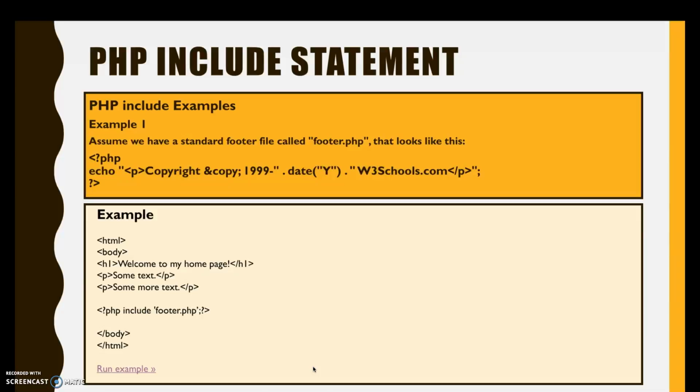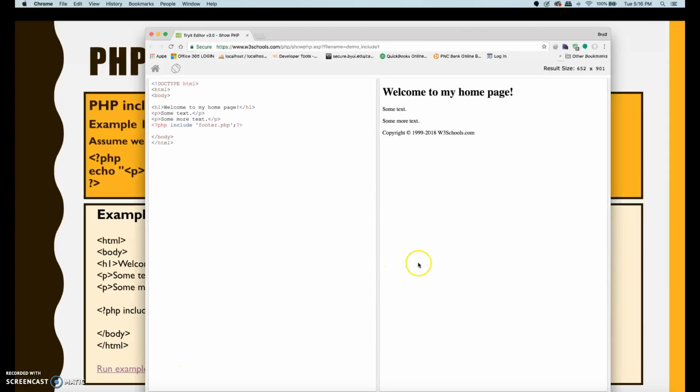To the next page, we have the include statement example. It says, assume we have a standard footer called footer.php. It looks like this. Then you see the include statement about midway down here in the HTML file where we've included that. It is the actual file name for the footer statement up here. We're going to run that example. As you can see, it has put the footer statement inside of the HTML or the web page. When we actually ran the example, it appeared.